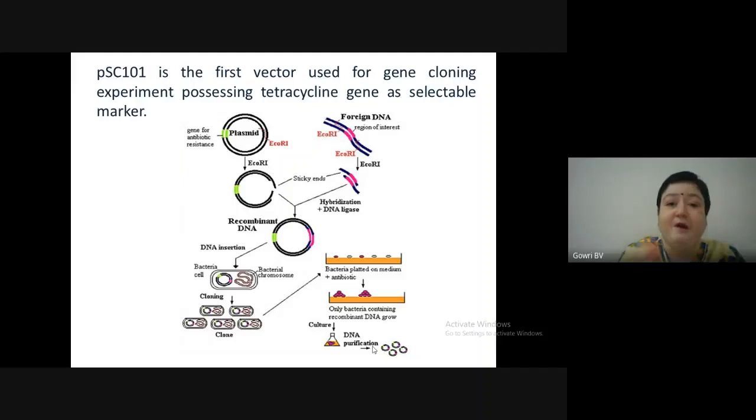So the plasmid here on the top left has a gene for antibiotic resistance with an EcoR1 restriction site. On the other hand, on the right, you have a foreign DNA fragment with the restriction endonuclease site EcoR1 with a region of interest which is colored pink. Now you are restricting it with restriction endonuclease type 2, EcoR1, to produce sticky ended molecules. Once you produce sticky ended molecules, you hybridize them with the help of the enzyme DNA ligase.